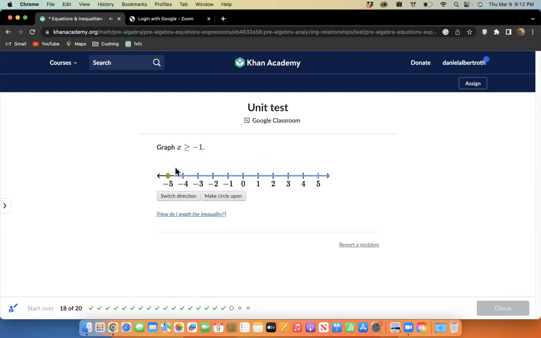Graph x is greater than or equal to -1. So I'm going to center it at -1. The circle will be closed because of the underline here. So I'm including -1 as a solution. And I'm showing all the solutions greater than, which is on the right side. So this looks good.